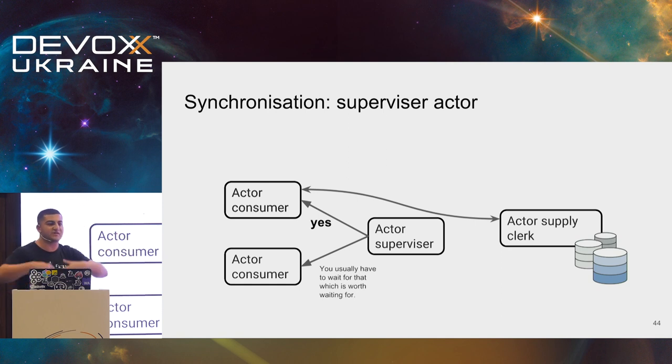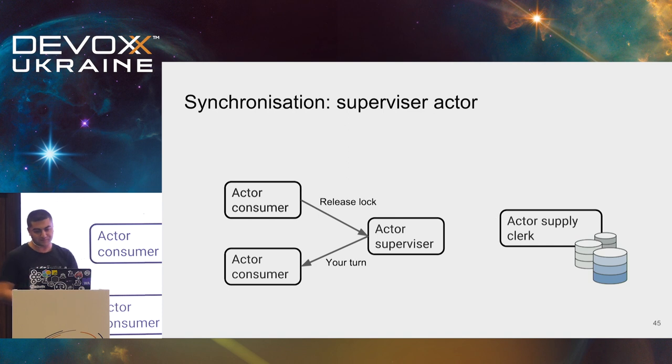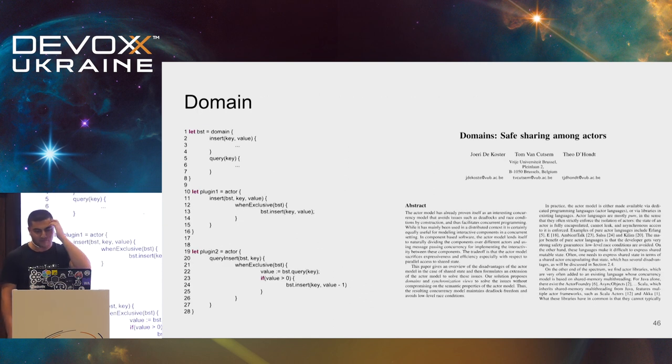The actor supply clerk is something that has state. And after he consumed, he changed the state of the actor supply clerk, and he releases the lock to the actor supervisor, and the second actor consumer now, it's his turn. He knows that because the actor supervisor sent him a message back. So some people are working on these things.